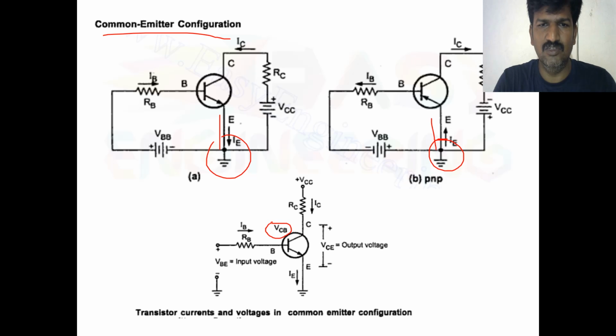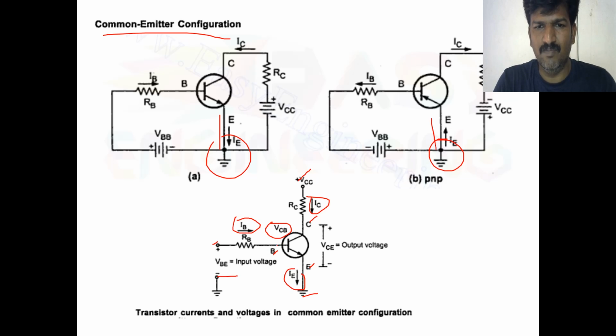Already we had these notations. VBE, base to emitter. VCE, output voltage, collector to emitter voltage. IC, collector current. IB, base current. IE, emitter current. This E is the emitter, this B is the base, C is the collector. Here we place VCC. Here it is a grounded voltage. Here we place the voltage, and here the negative voltage.